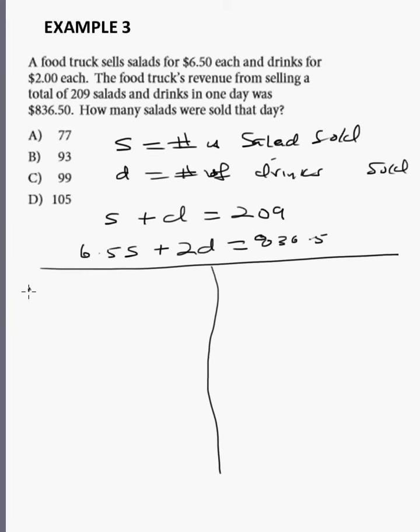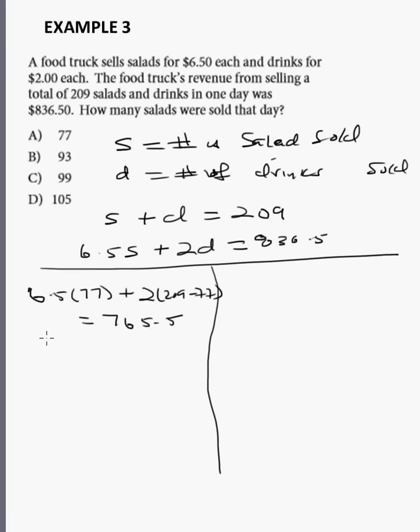or 77, A. So how many salads? Obviously S is salad. So 6.5 times 77 plus 2 times (209 minus 77) should be equal to something. When you plug these numbers in, I want you to play with these numbers and get the answer I'm getting here. I'm getting 764.5, which is not 836.5, and therefore that is wrong.